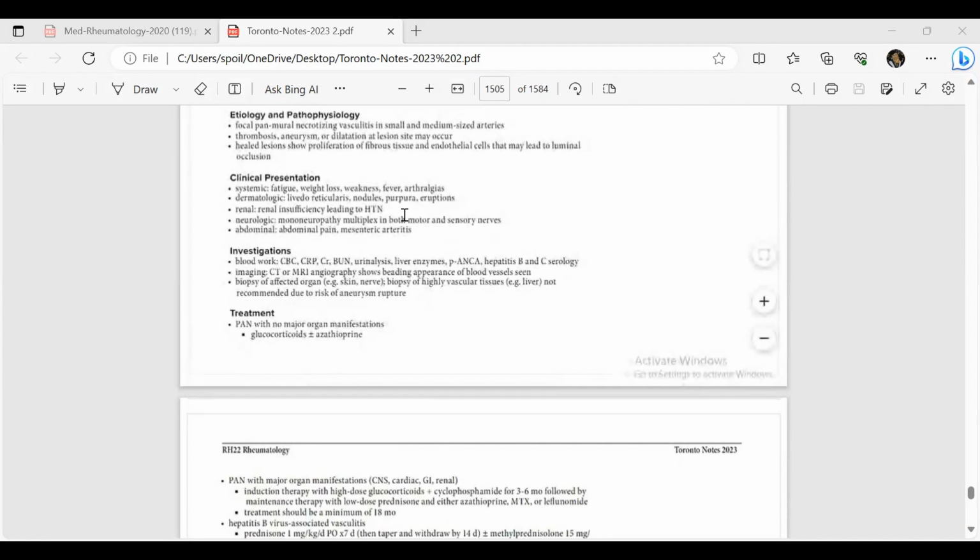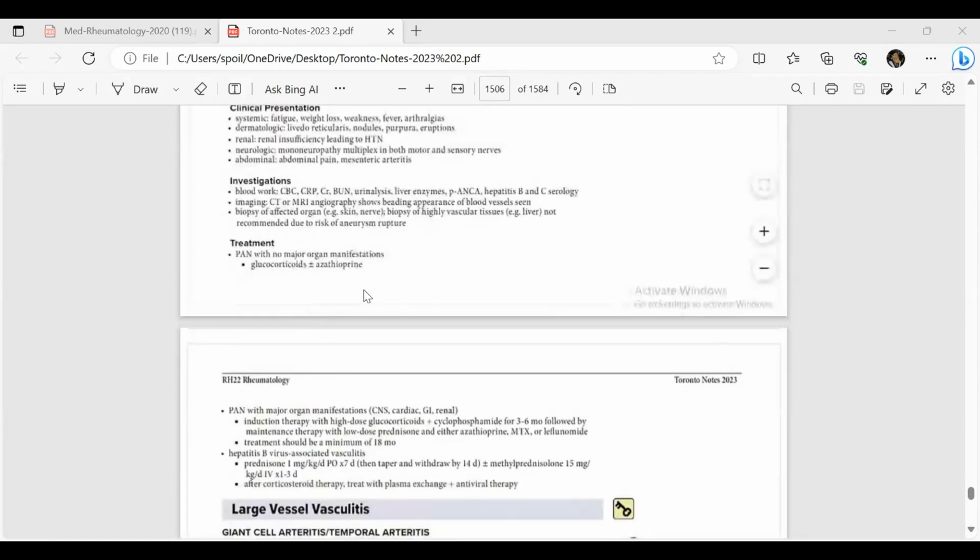Systemic features are fatigue, weight loss, arthralgia, and renal insufficiency leading to hypertension, abdominal pain, and purpuric eruptions. For investigations we will do the liver function test, CBC, kidney function test, and hepatitis B serology. For imaging we will do CT and MRI and see the beaded appearance, and biopsy of the skin and nerve. We can do biopsy, but we will avoid highly vascular tissues because of the risk of rupture of aneurysm.